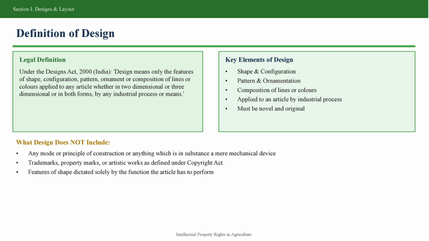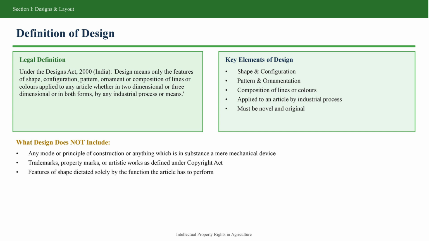Under key elements of design, the first one is shape and configuration, then pattern and ornamentation, then composition of lines or colors, then applied to an article by industrial process, and finally must be novel and original. So 5 elements in total, and notice that novelty is the last but a very essential requirement.